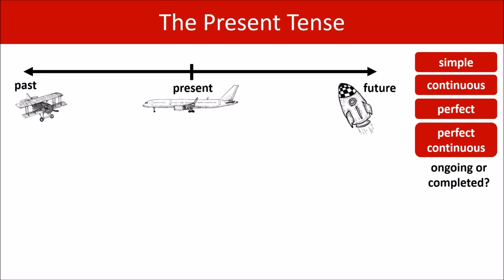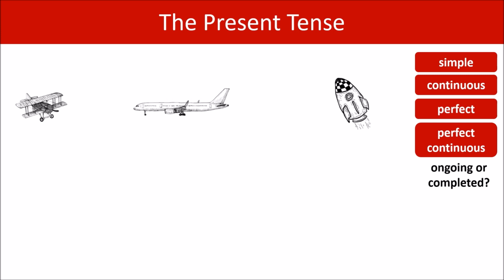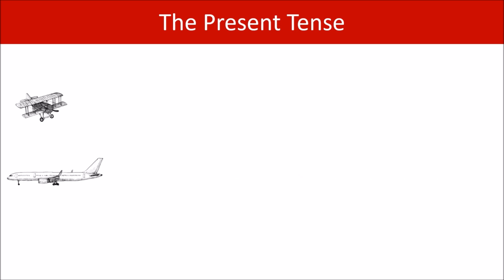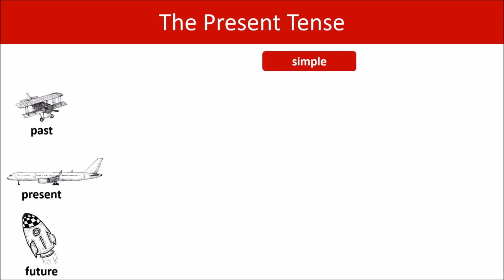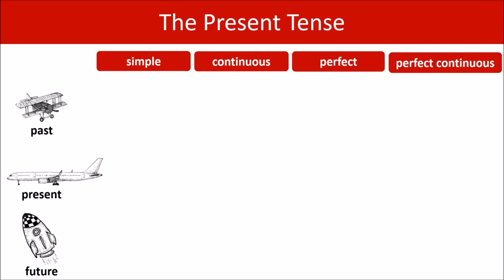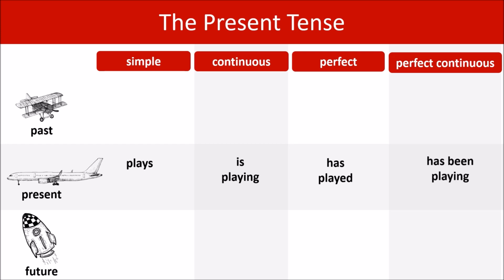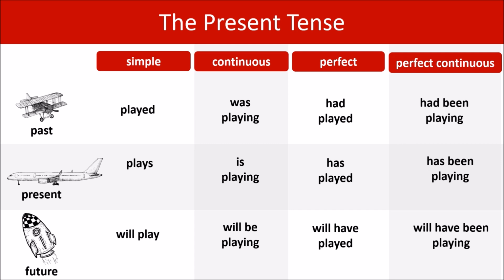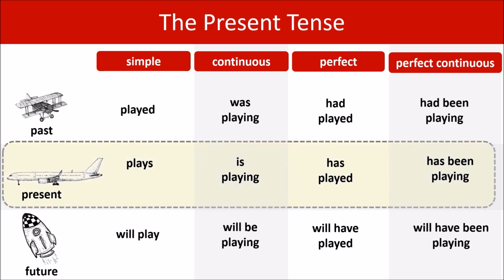So let's clear the screen. Okay, here are our 3 time frames, and here are our 4 aspects. The tenses that we've spoken about today are the simple present tense, the present continuous tense, the present perfect tense, and the present perfect continuous tense. But just for context, here are the future ones, and here are the past ones. So in total, there are 12 tenses. The 4 that we've spoken about today are these ones.